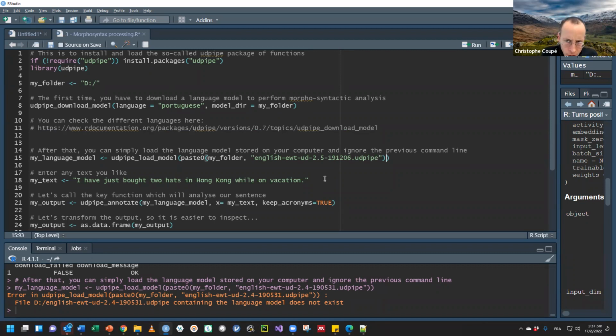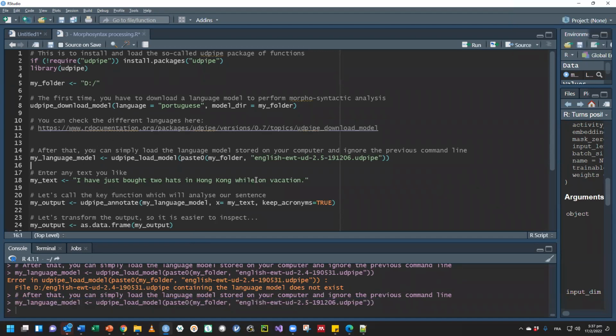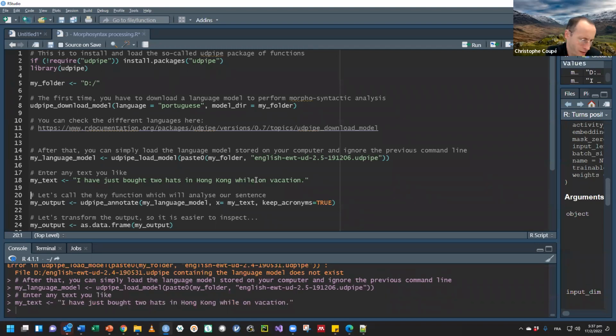So if I use UDPipe load model, now I have loaded my model in R. So it's here in my model. Now I want to process some text. So I'm going to create a variable. I'm calling it my text.